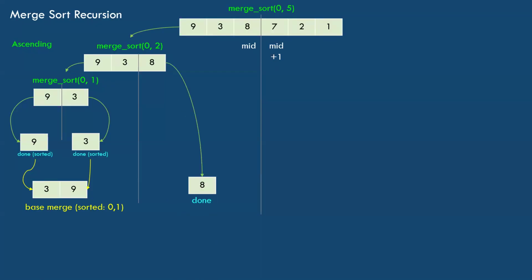Now I unwind and I look at the 8. And I say, okay, 8 is inherently already sorted. So how do I merge the 8 with the 3 and the 9? Okay, I do a merge base and I copy that back. Now I have 3, 8, 9. So the left side here is sorted.